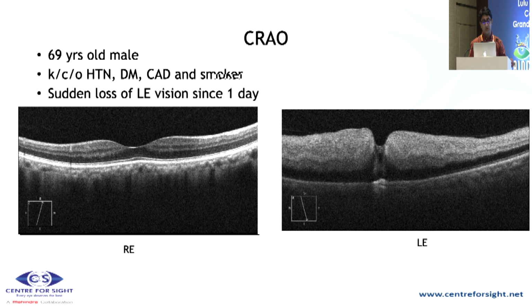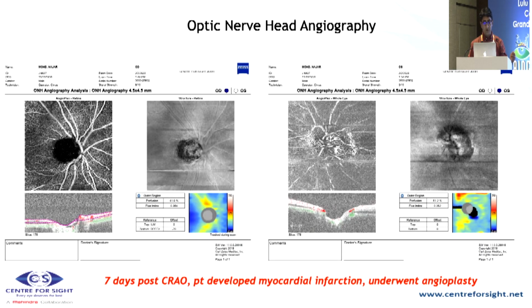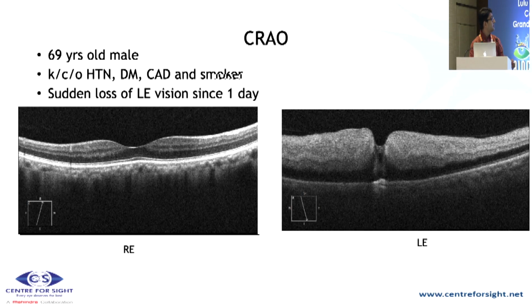A 69-year-old male presented with decreased vision in the left eye since one day. He was already given ocular massage and an AC tap before when he presented to us. And what we saw was the CRAO in the left eye. You can see the typical presentation of CRAO on OCT.